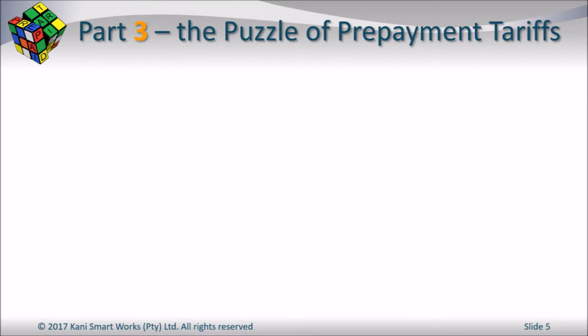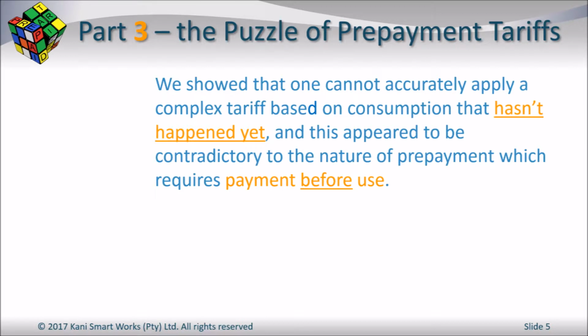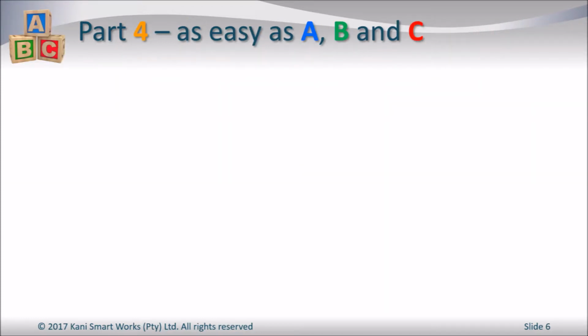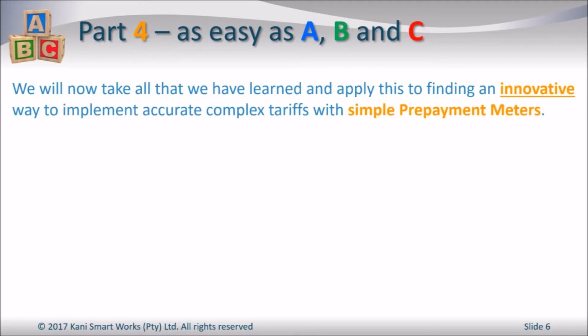But we showed that a block time of use tariff, or BTOU, is the most appropriate way to influence demand because its parameters mirror those of the demand curve. In Part 3, the puzzle of prepayment tariffs, we showed that one cannot accurately apply a complex tariff based on consumption that hasn't happened yet, and this appeared to be contradictory to the nature of prepayment, which requires payment before use. So in this final part, as easy as A, B and C, we'll now take all that we've learned and apply this to finding an innovative way to implement accurate complex tariffs with simple prepayment meters.